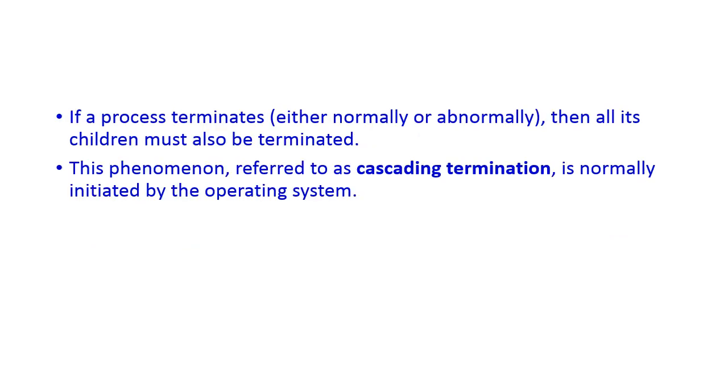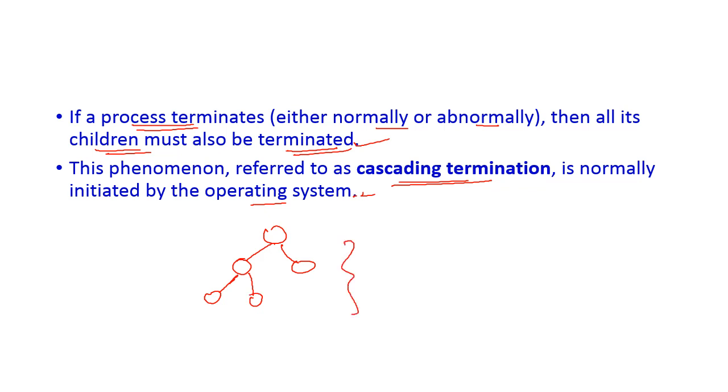If a parent process terminates either normally or abnormally, then all its children must also be terminated, and this process is called cascading termination, which is normally initiated by the operating system. So if a parent wants to terminate, all of its children should also be terminated before the parent terminates. This is called cascading termination.